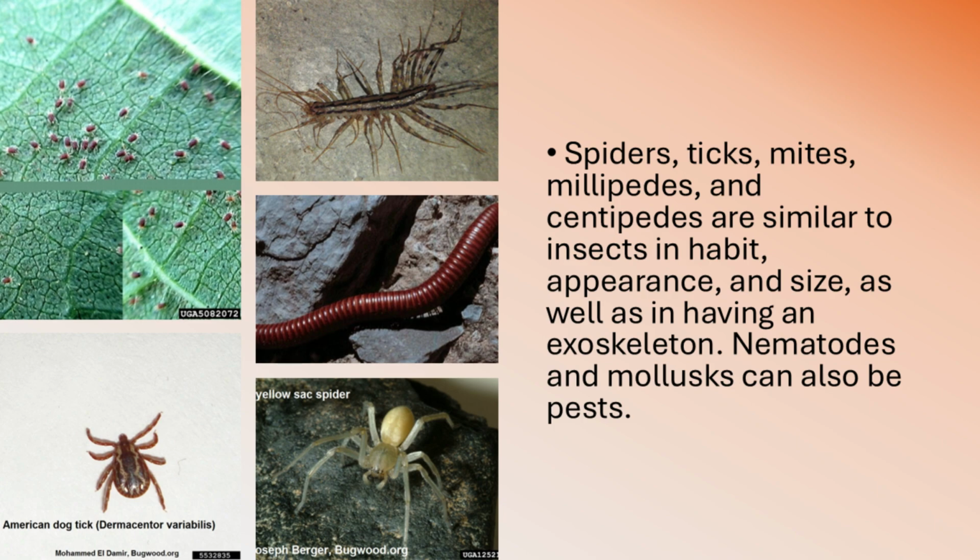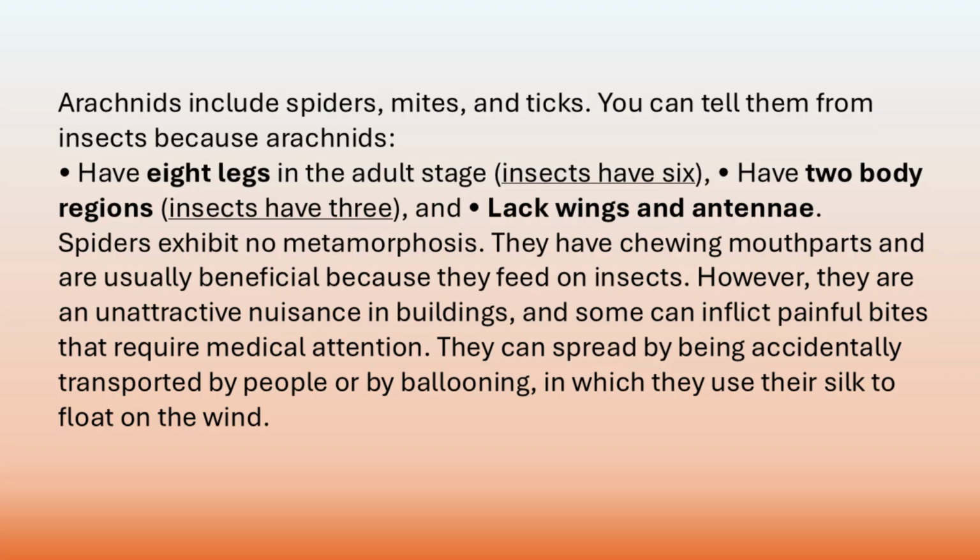Spiders, ticks, mites, millipedes, and centipedes are similar to insects in habit, appearance, and size, as well as in having an exoskeleton. Nematodes and mollusks can also be pests. Arachnids include spiders, mites, and ticks. You can tell them from insects because arachnids have 8 legs in the adult stage, insects have 6; arachnids have 2 body regions, insects have 3; and arachnids lack wings and antennae.